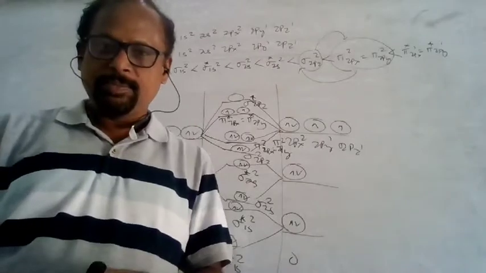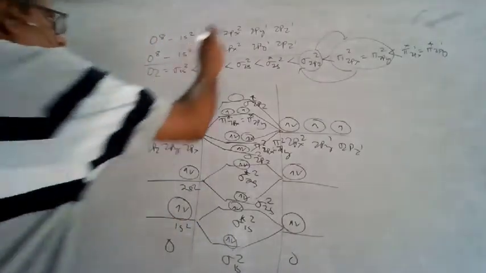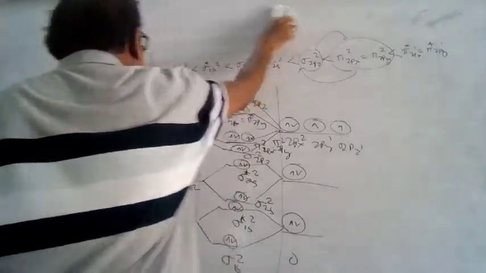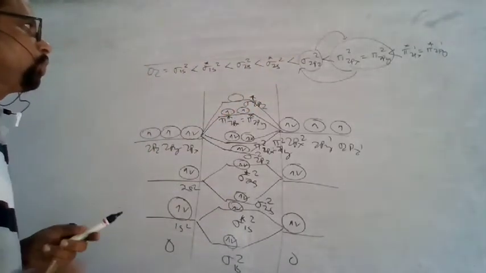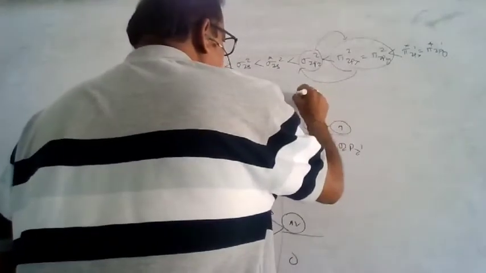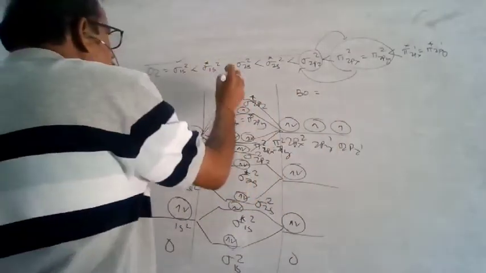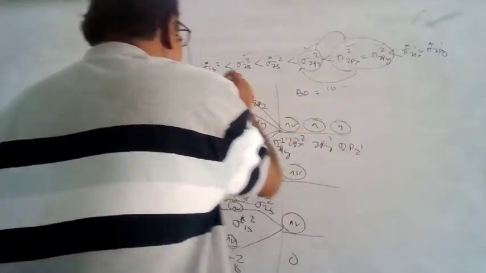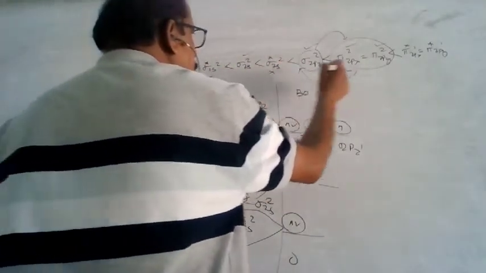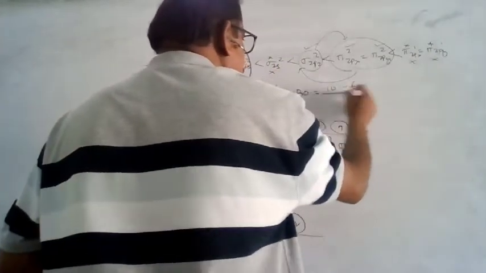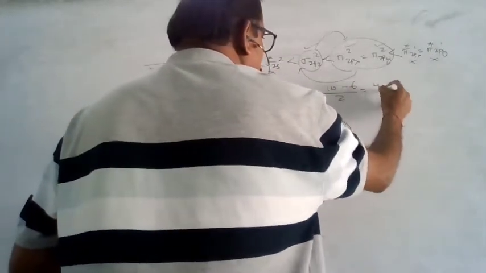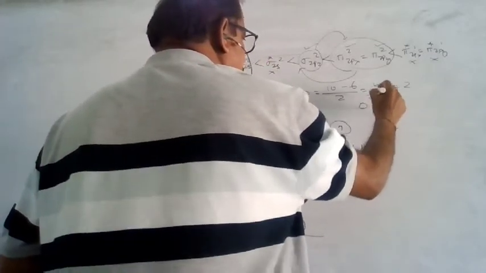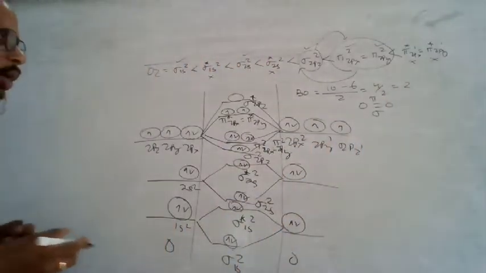Now 2 plus 2 is 4: 2 will be here, 2 will be here, bonding and antibonding, sigma 1s2, sigma star 1s2. There is also 2 plus 2, that is 4, sigma 2s2, sigma star 2s2. So that will be 4 plus 4, 8. Then 2 in sigma 2pz2, and the pairing of electrons. 6 electrons we have placed here, so there are another 2 electrons left here.